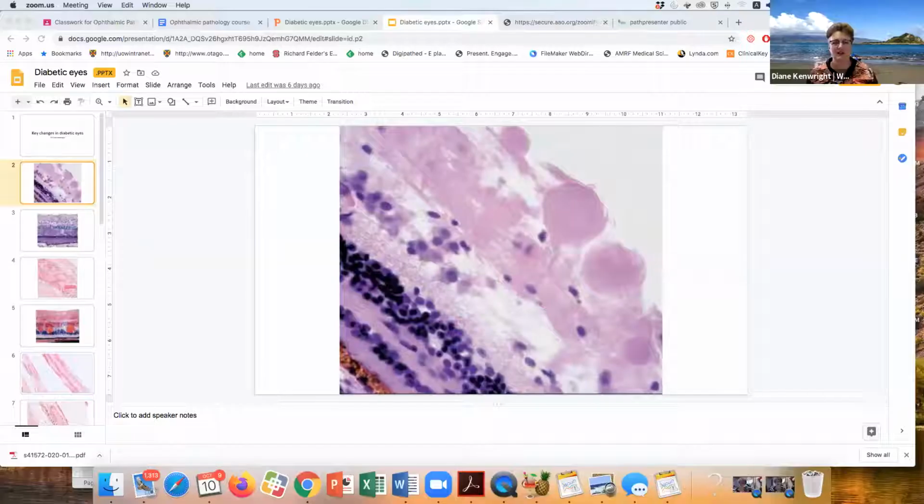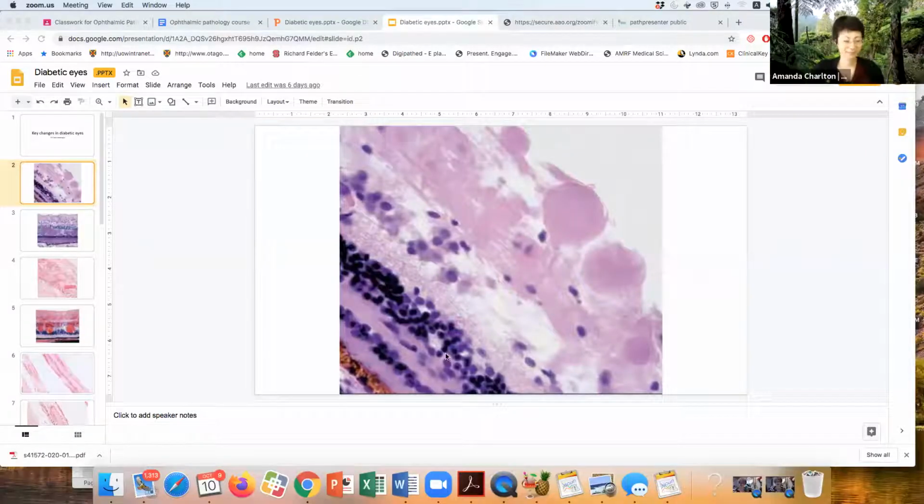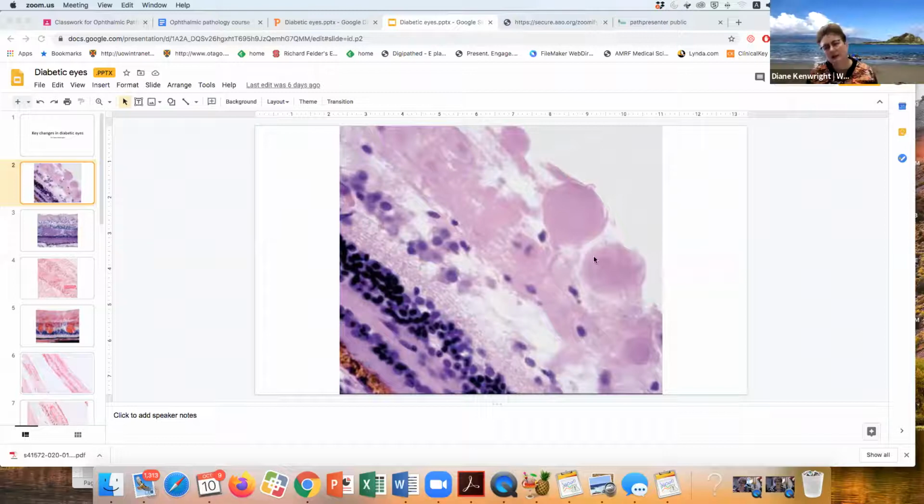Okay, right, so everyone tell me what I'm seeing here. This is the retina, and these are? Not sharing. Oh, thank you so much for that. Right, here we go. Let's share that screen. Okay, got it.